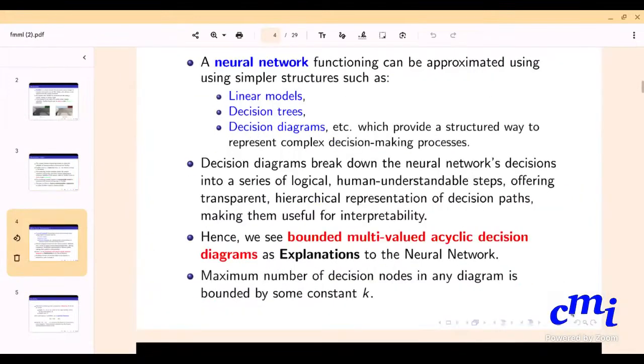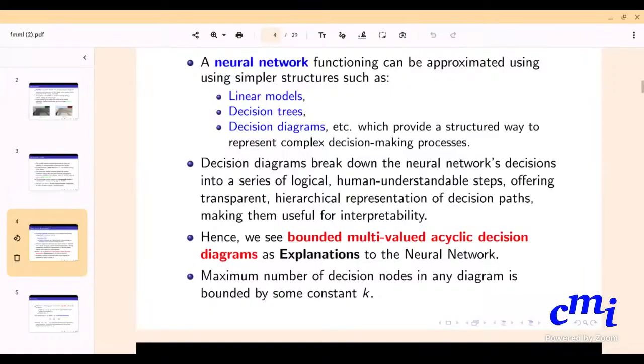Yes, here. No, but this is not a formal definition. Hence, a bounded multi-valued decision diagram as explanations to the neural network. There's no formal definition. I mean, it is just this, and you're giving an example of it.